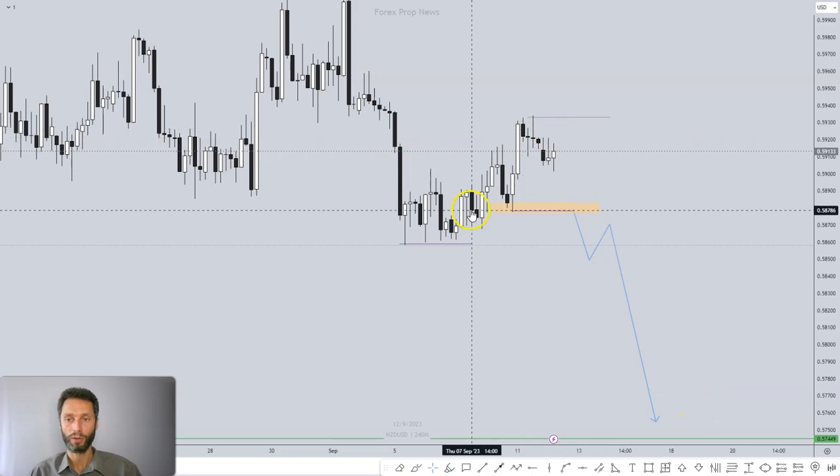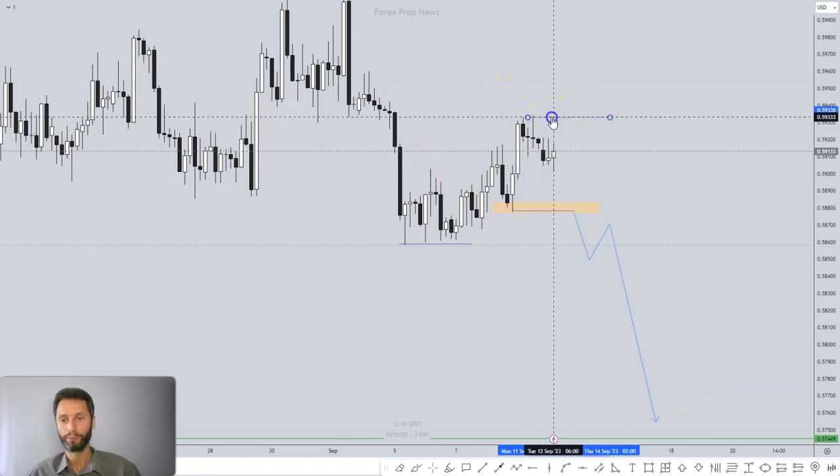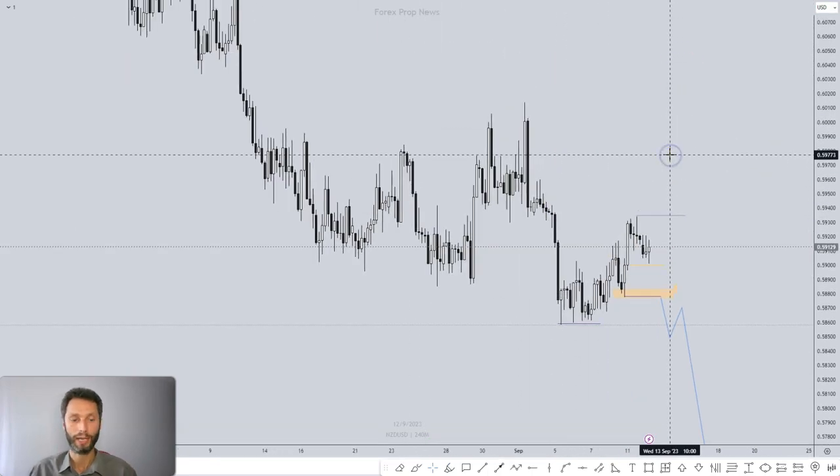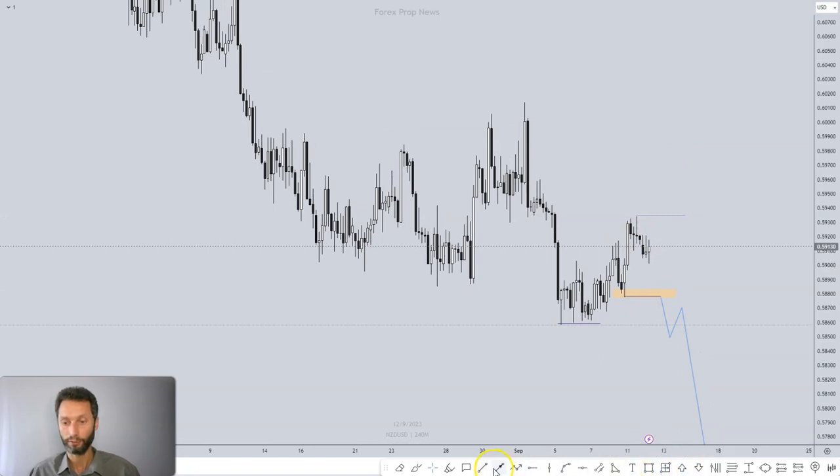However, it's not clear yet because, well, what's happening? You can see that we're creating higher highs and higher lows. Therefore, we have to account for the fact that the market may want to push higher, for example. We don't know if it wants to go higher and take out these highs, or if it's going to go lower. We're kind of in a no man's land, right? You can see that here.